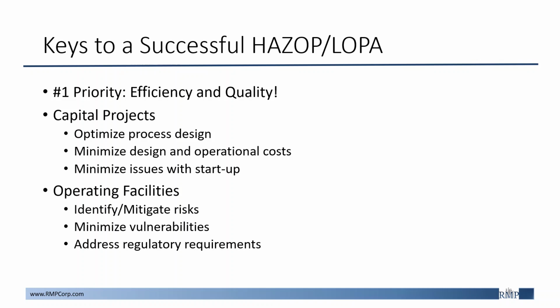It is also important to understand the type of approach for a HAZOP study, whether that is for a capital project versus an operating facility. To reiterate, capital projects focus on optimizing the process design with the goal of minimizing the costs associated with the design and operations, and minimizing any issues with the startup of the projects. On the other hand, operating facilities perform a HAZOP with the goal of identifying and mitigating risks associated with the facility. They focus on minimizing vulnerabilities while addressing regulatory requirements.